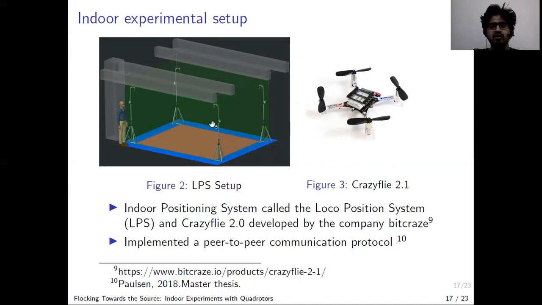Additionally, because there's no scalar field involved in our experiment, we had a virtual scalar field, and we gave each Crazyflie the value of the field based on its location artificially. Now let's look at the experimental results.